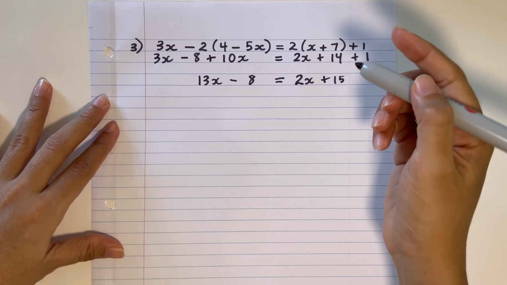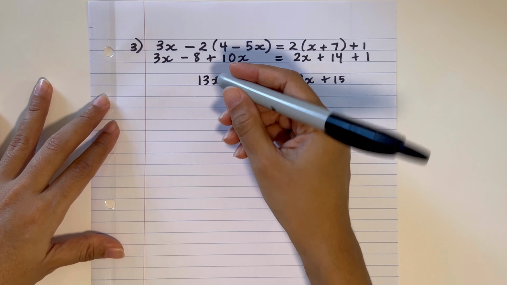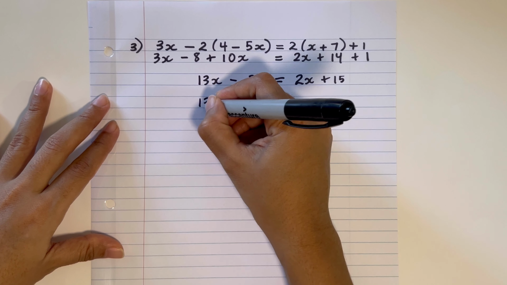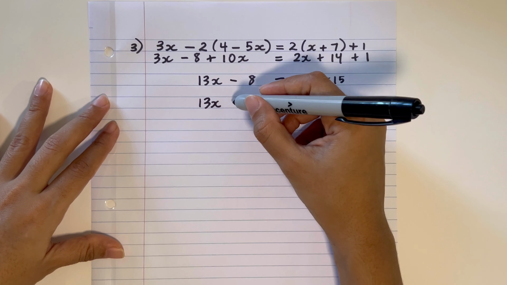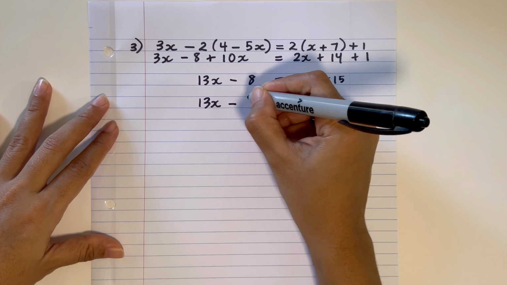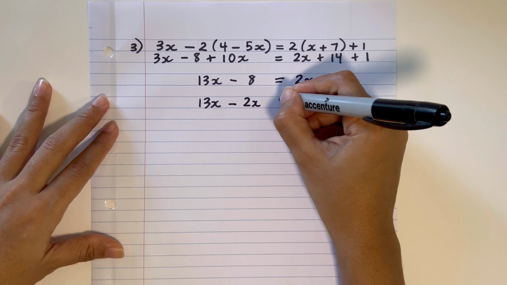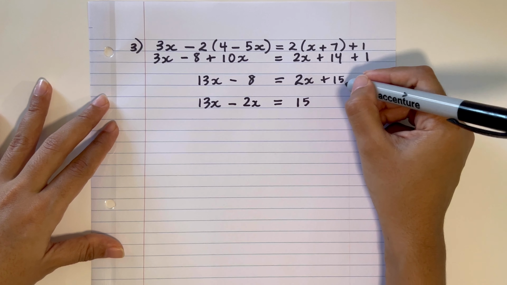So I want to move 2x from the left-hand side to the right-hand side. I bring down the 13x. I'm not doing anything with that as yet. I move 2x to the left-hand side. Now this is positive 2x, so when I move it to the left-hand side, it becomes negative. And then I bring down 15 because I'm not doing anything with that as yet.